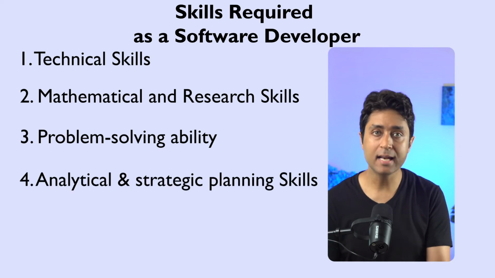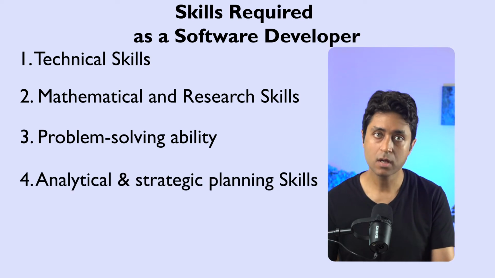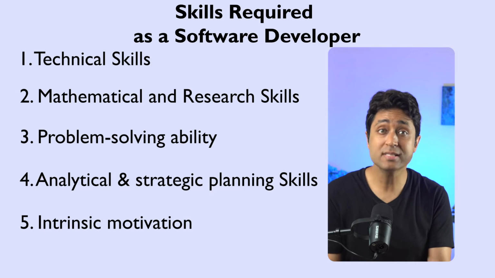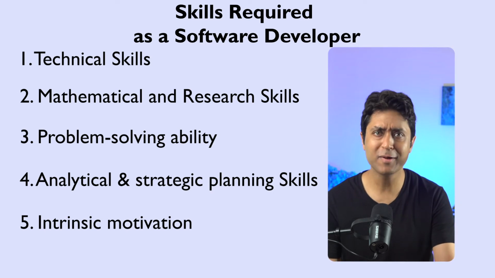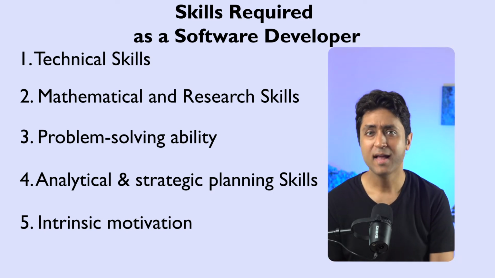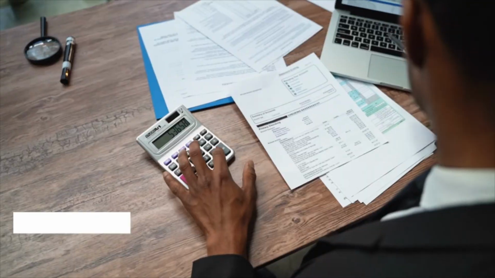Next skills are analytical and strategic planning skills. Apart from that, you need some intrinsic motivation. This is truly very important for any profession actually. Having intrinsic motivation is surely the biggest skill in the modern era. Other basic skills can include monitoring and following instructions, creative and logical thinking, teamworking, attention to detail, writing reports, making presentations. Now let's talk about roles and responsibilities of a software developer.